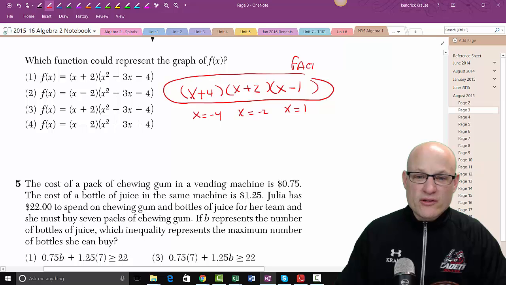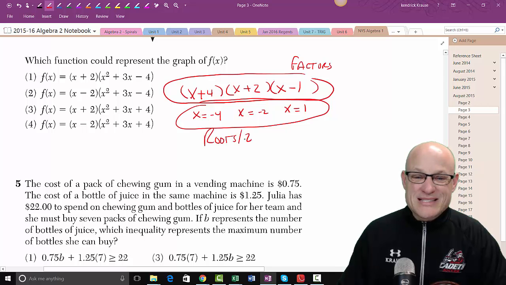Be careful what the words are. These are the factors. These are what's called the roots or zeros. They're also called the x-intercepts. So you've got to know a lot of stuff. But for the most part, you'll either hear roots or zeros. Which function could be the graph?